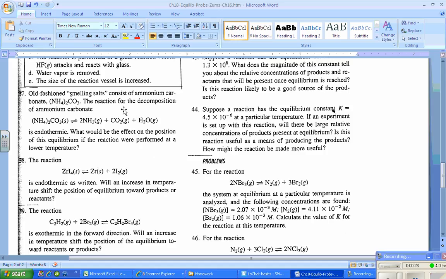Oh boy, old-fashioned smelling salts. What that does is this stuff here is going to make ammonia. Notice this guy's a solid, and so he doesn't have a thing to do with the equilibrium. But these guys do, because they're all gases. So this is also endothermic, which means that the heat is on the left side.